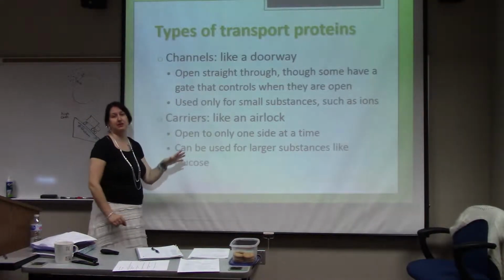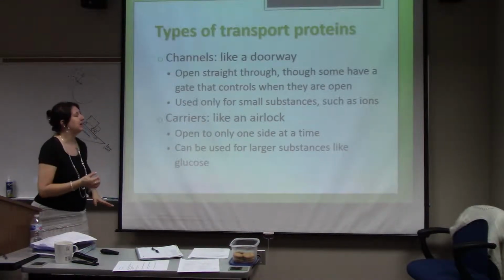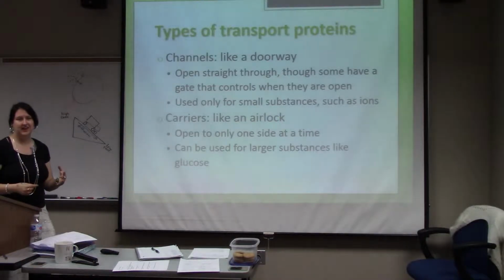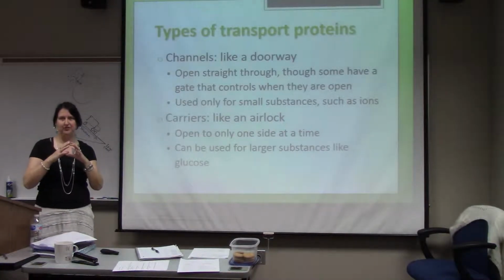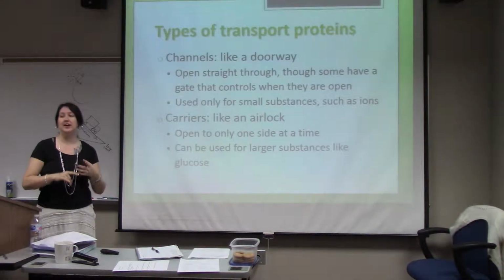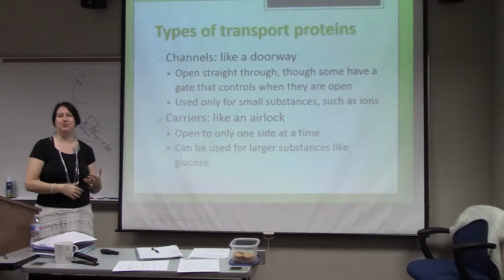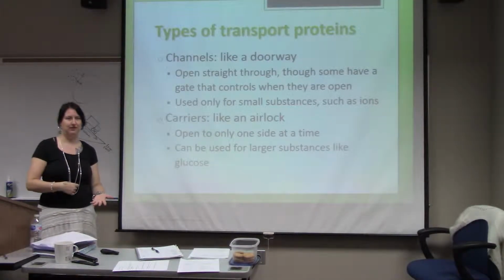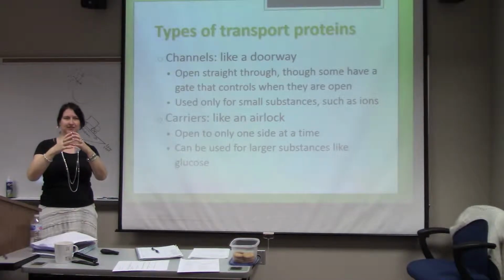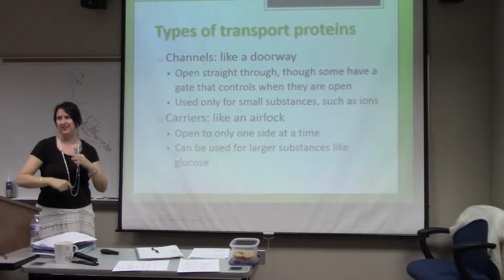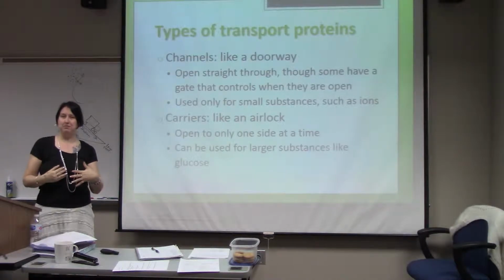These can only be for very small substances because the channel is set up so that only a certain thing goes through, partially based on size, but sometimes charge. Like if you wanted to let cations through, you might have a channel that's negatively charged, so they'd be attracted to it. But anything negative would be repelled by it.